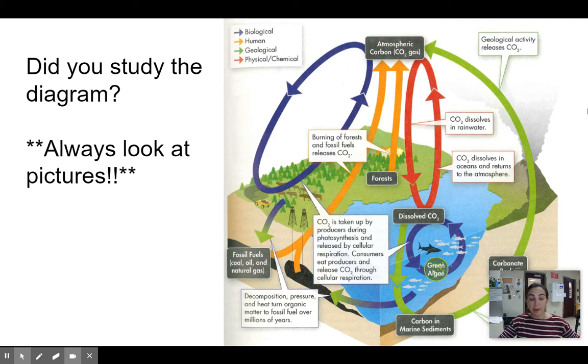Carbon is a major component of all organic compounds, including carbohydrates, lipids, proteins, and nucleic acids. In fact, carbon is such a key ingredient of living tissue and ecosystems that life on Earth is often described as carbon-based life.